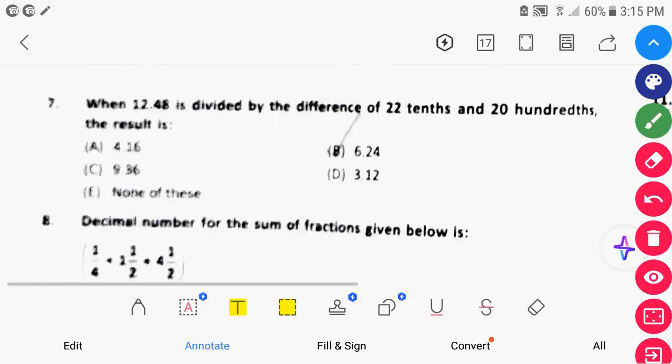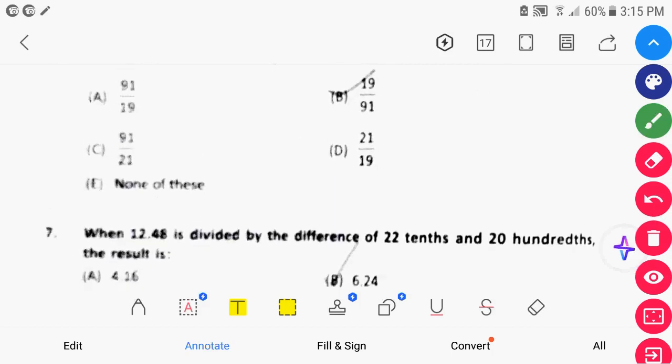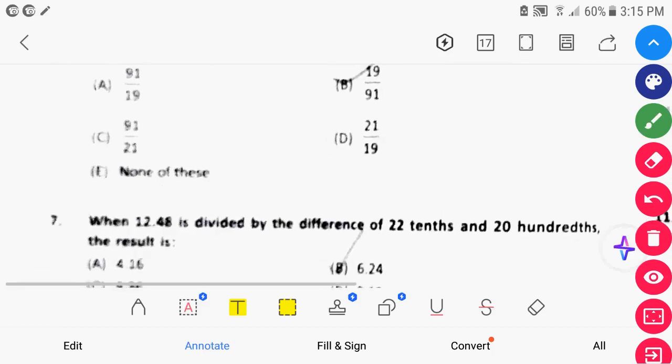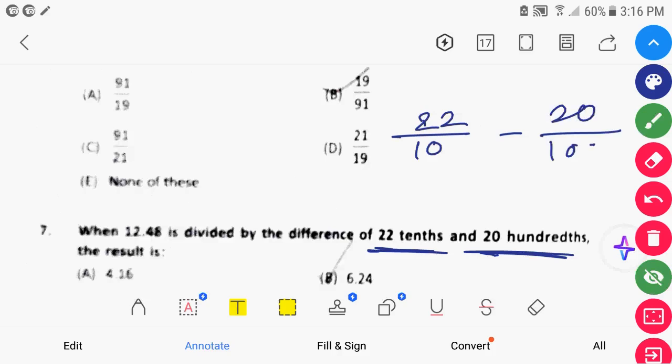Now when 12.48 is divided by the difference of 2 and 10th and 20 hundredth. Okay, now the difference of 2 and 10th and 20 hundredth. Now how do you write 2 and 10th? 2 and 10th means 22 upon 10, and 20 hundredth means 20 upon 100.